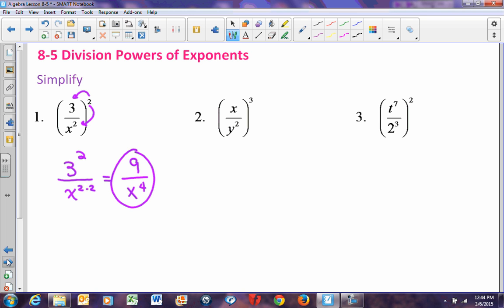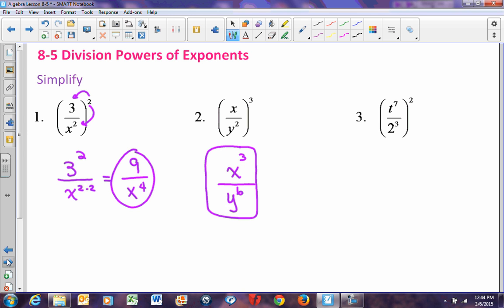If we have x divided by y squared, all to the 3rd power, again, distribute that exponent to the numerator, so that becomes x to the 3rd over... and y to the 2 times 3, or y to the 6th. So we get x to the 3rd over y to the 6th.